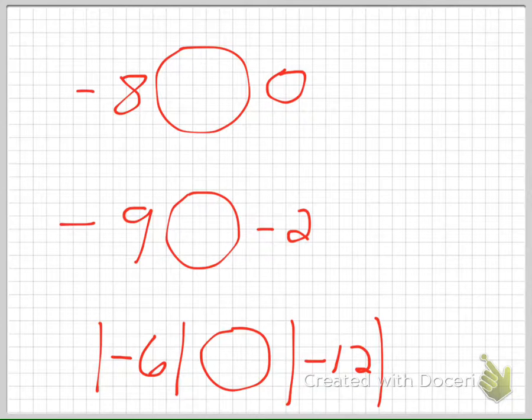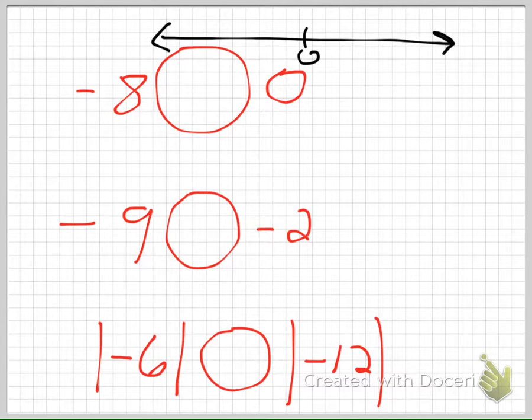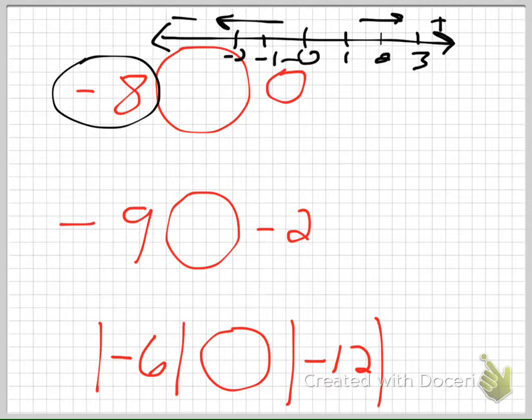All right, here we go. Let's take a look at this. This first one. So here's the deal. There's lots of ways to know how to do this. On our number line, the numbers that are bigger are to the right. Do you agree? The numbers that are smaller are to the left. Agreed? Yes. Okay. So, which is bigger, -8 or 0?